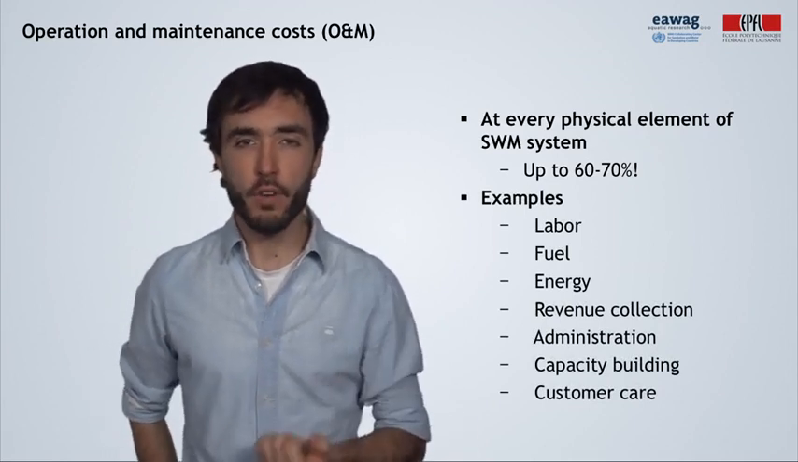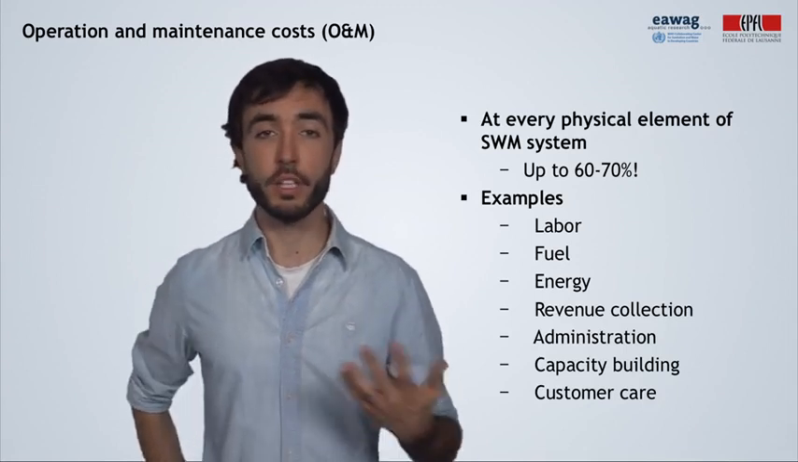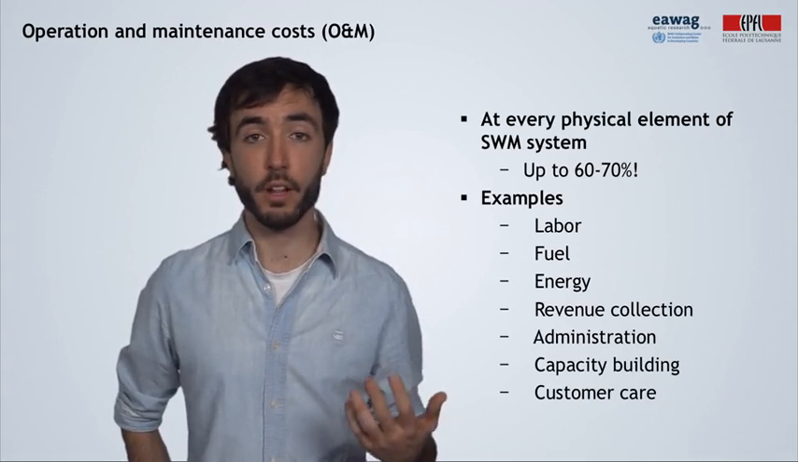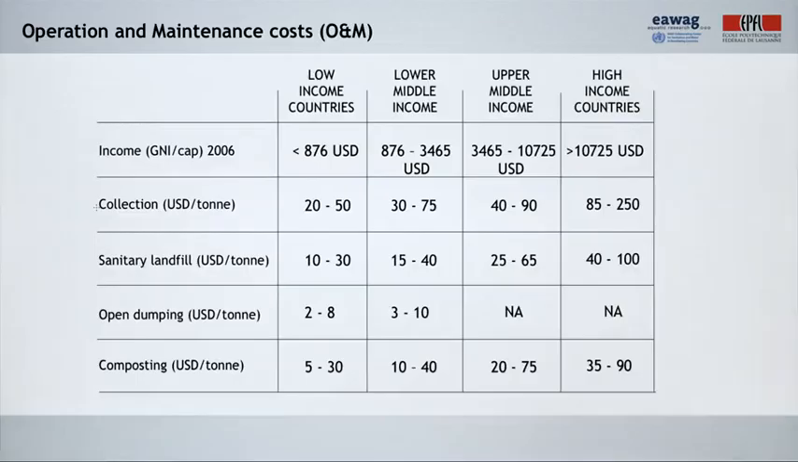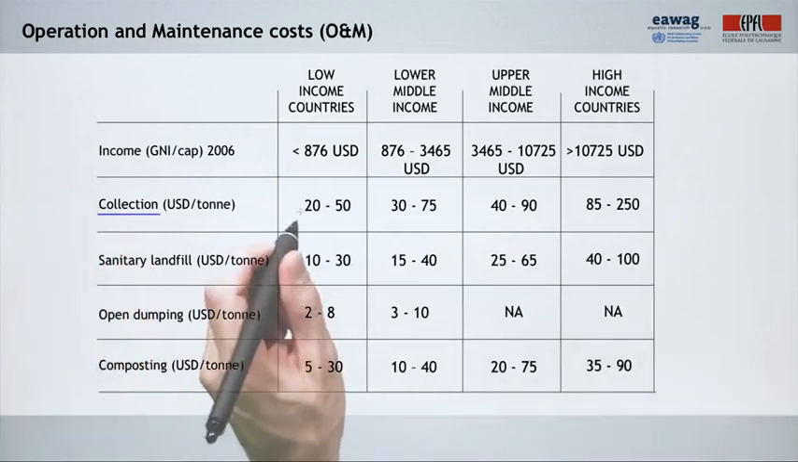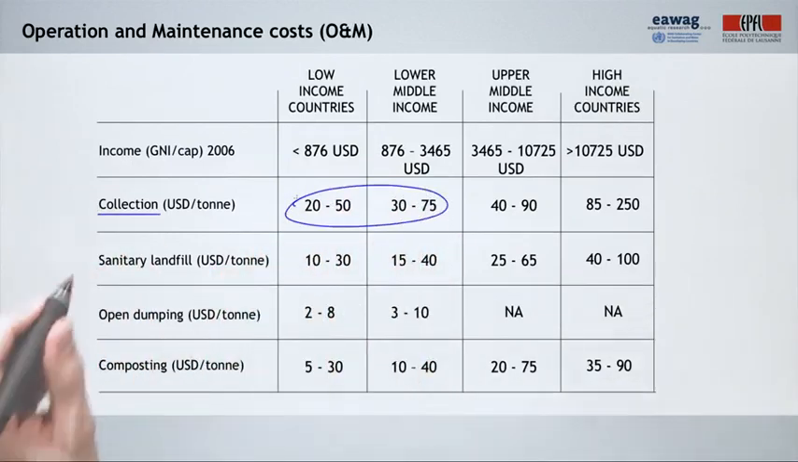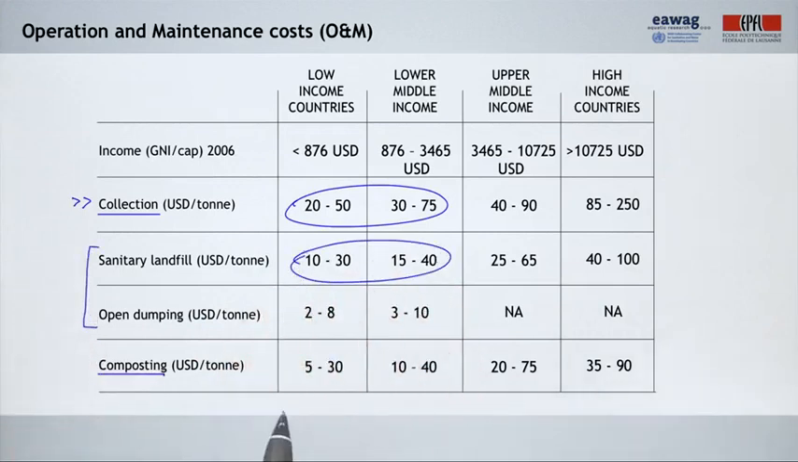Do you have an idea of how much collecting a ton of waste costs approximately in your city? Or the tipping fee per ton in the landfill? Let's have a look at some of these figures. This table shows some approximate figures of operational and maintenance costs in 4 income bands. Check how collection is much more expensive than disposal or composting. Check also how sanitary landfills cost 4 to 5 times more than open dumping.